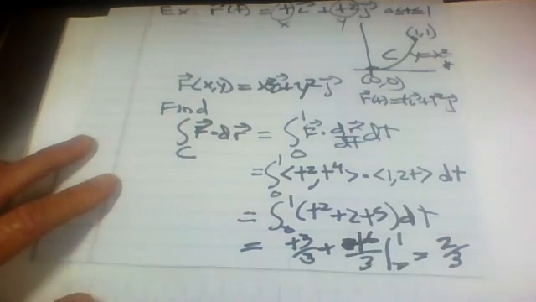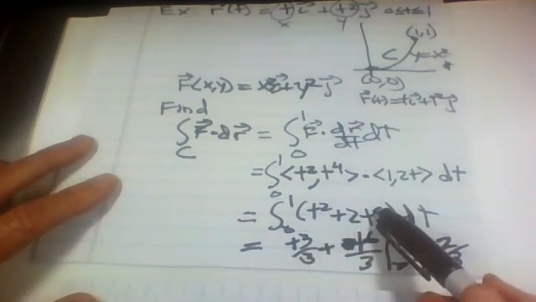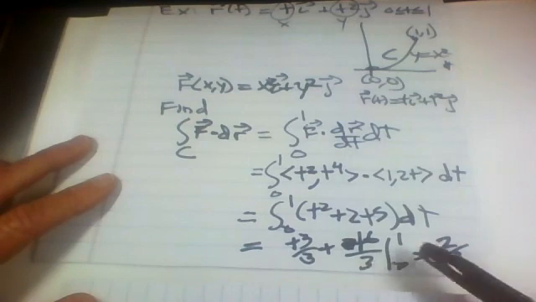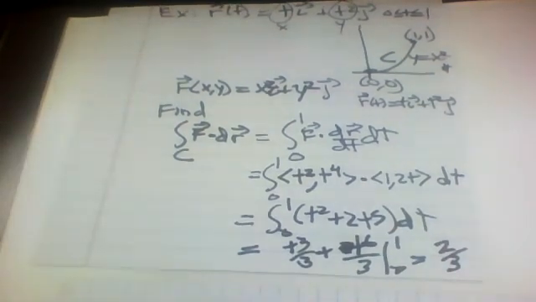Well, let's see. The integral of t squared is t cubed over 3. The integral of 2t to the 5th is t to the 6th over 3. Plug in 1 and 0, take the difference. I get 2/3. So 2/3 joules, or whatever the unit of work is for that particular problem. There's how you can evaluate a vector line integral. I'll try and give you at least another example of that for next time.